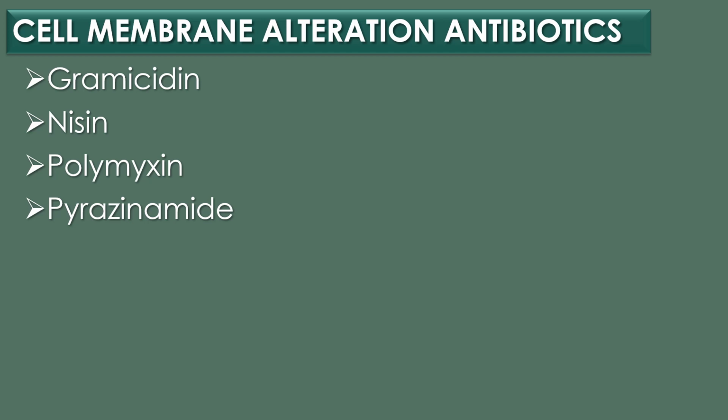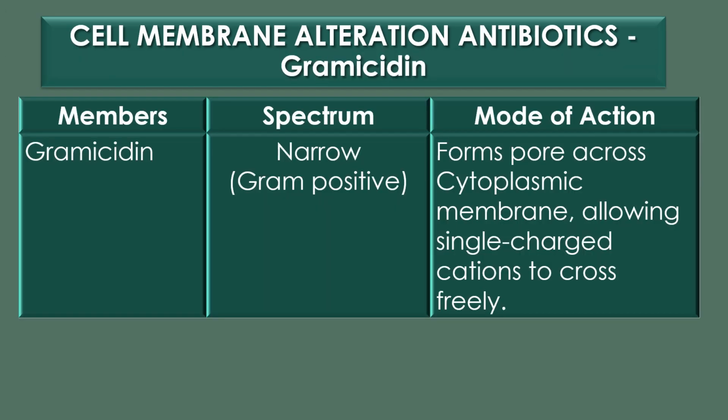The next category of antibiotic classification is cell membrane alteration antibiotics category. Under this category, 4 groups of antibiotics are present. They are gramicidin, nisin, polymyxin, and pyrazinamide. The first antibiotic of the cell membrane alteration antibiotic category is gramicidin.